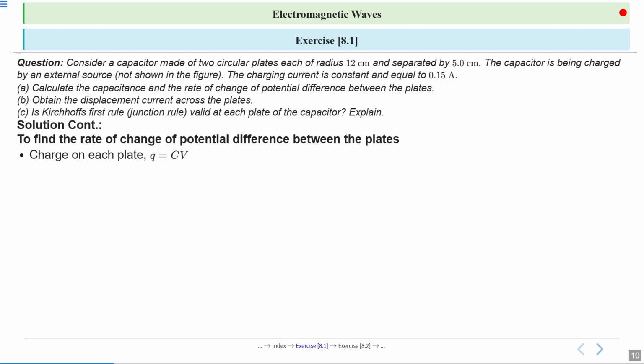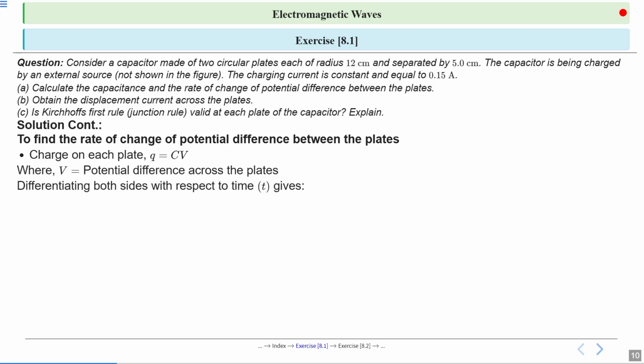Now we will differentiate this expression on both sides. C is constant, so it will not get differentiated; it will come out of the differentiation, where V is the potential difference across the plates. Differentiating both sides with respect to time t gives dq by dt equal to d(CV) by dt. So C is constant, it will come out of the derivative, so it will become C into dV by dt.